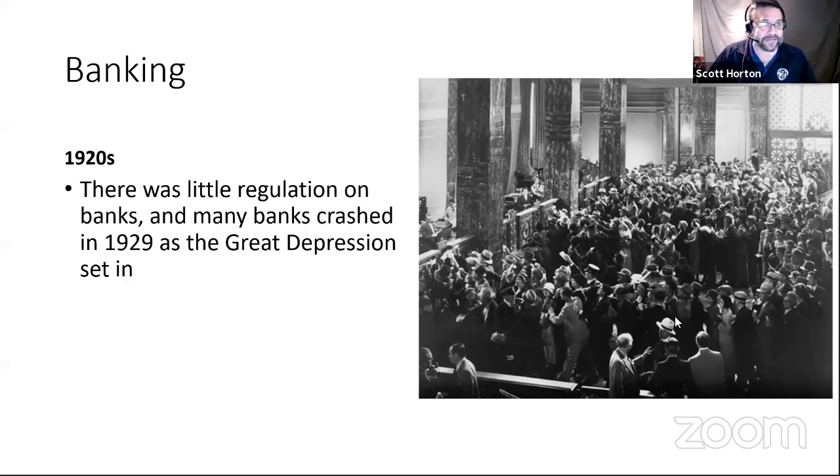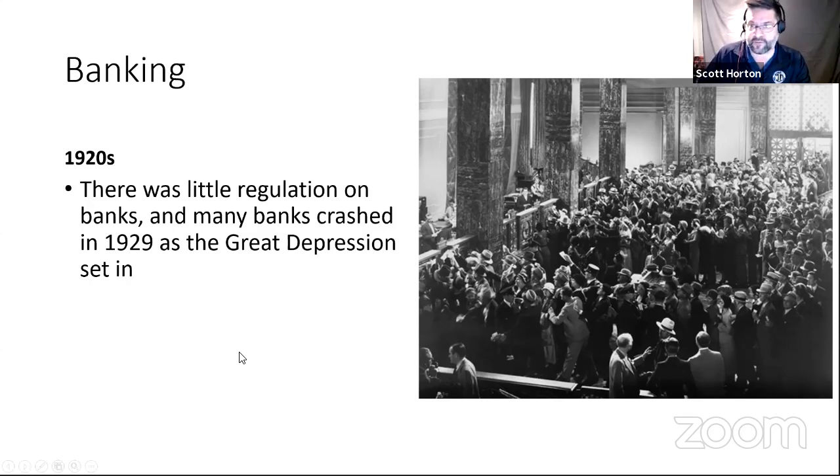All right, banking in the 1920s, very little regulation on banks. Many banks crashed in 1929 as the Great Depression set in. You might remember this from your coursework, talking about the Great Depression and the run on banks that occurs because there really wasn't much regulation. The government was not ensuring bank deposits, just as an example, in that time period.